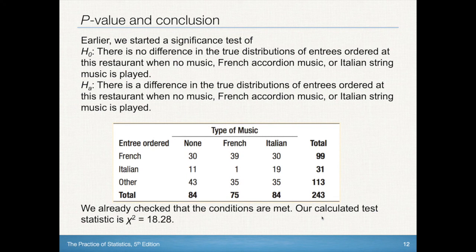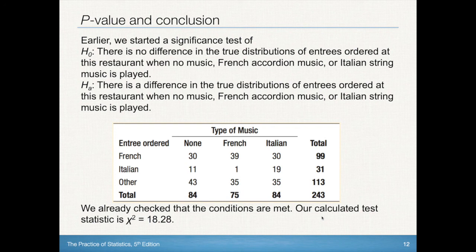So now that we have our chi-squared score, we are ready to compare this to a chi-squared distribution to get our p-value. But in order to do that, we're going to have to actually determine the degrees of freedom. So again, I want to remind you that we started with the following hypotheses. And in context of the problem, the null would be that there's no difference in the true distributions of entrees ordered at the restaurant with no music, French music, and Italian music. Whereas the alternate is there is a difference.